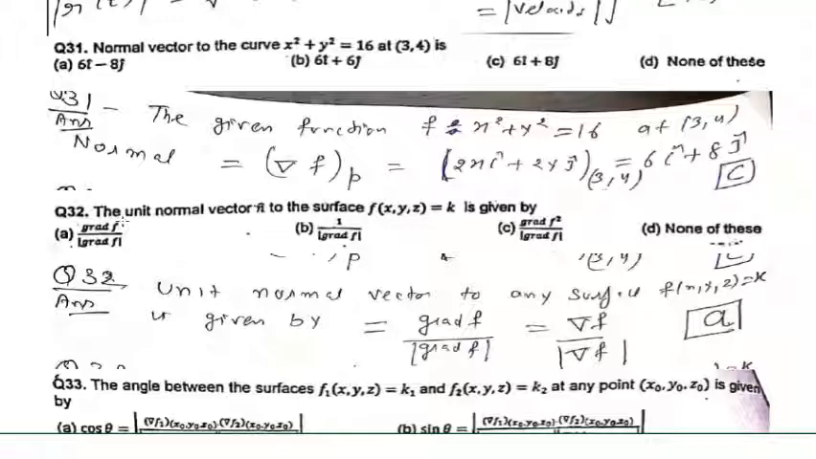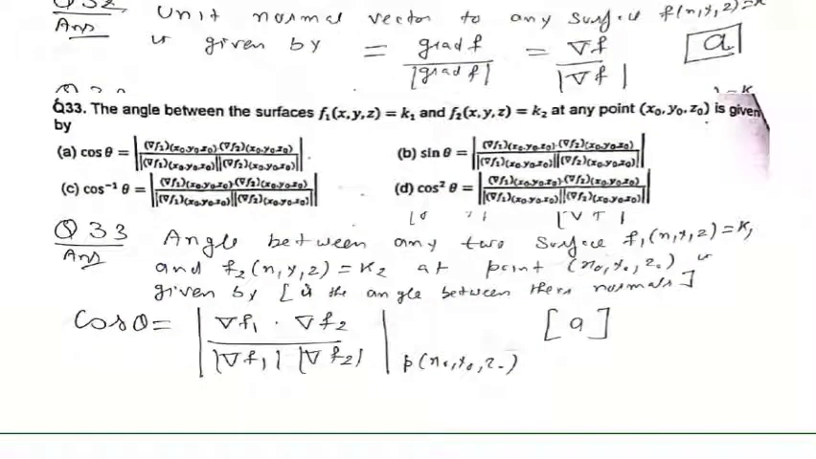Next, what is the formula of the unit normal vector? We know that del f will give us the normal, and if you divide this by its magnitude, it will give us the unit normal. Del f we also call the gradient of f. So gradient f divided by the magnitude of the gradient is the unit normal vector. A is the correct option.